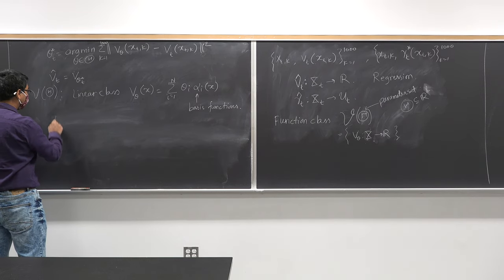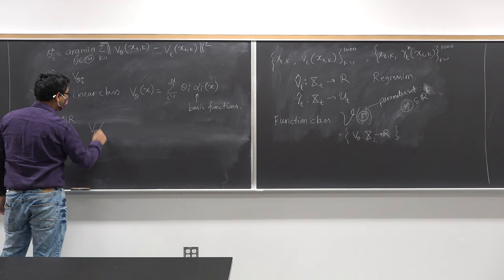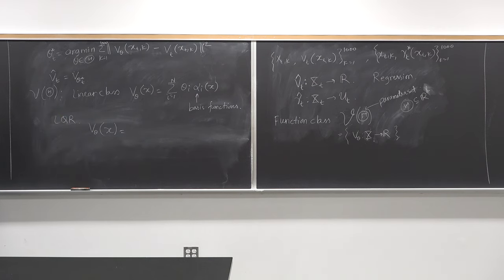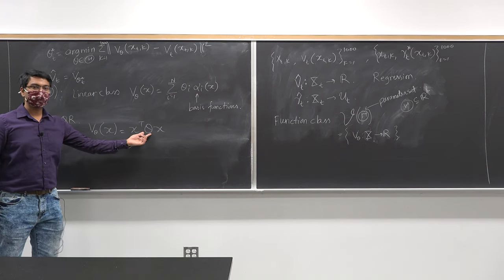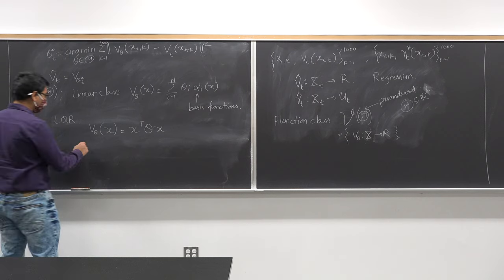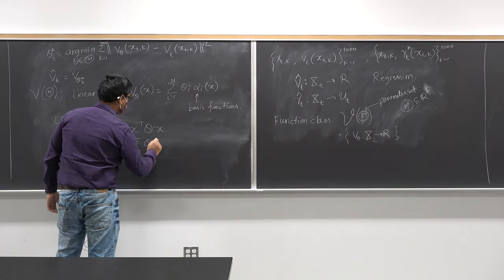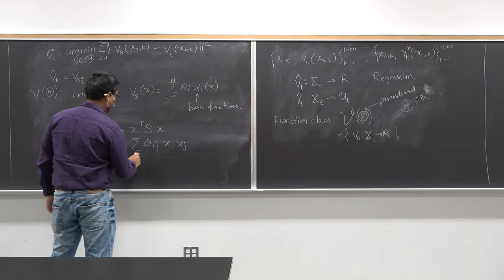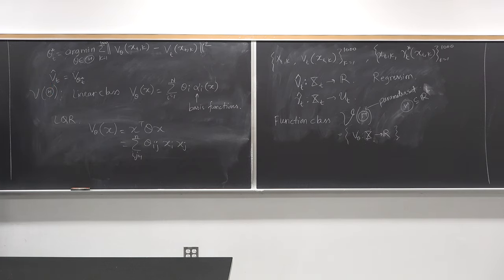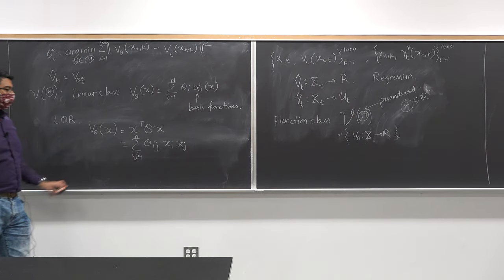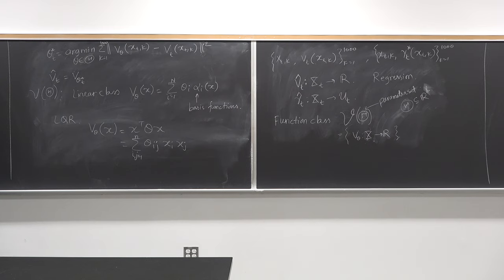So this was the resource allocation. Now let's look at LQR. Can someone tell me what the V theta of X in LQR, like what would be an appropriate choice of basis function in that? So if you recall, it was X transpose theta X, where theta is the positive definite matrix. So you could as well write it as summation of theta ij xi xj, where ij goes from 1 to n. So in that case, the basis function was xi xj. That's it.